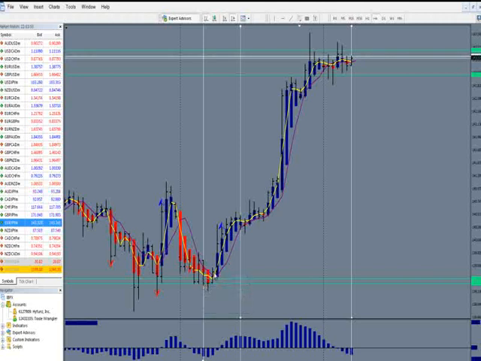But find that noisy spot. A 30-minute is not a noisy time frame for me. Anything less than that. 15 is really not even that noisy. It's the 5 and the 1 that really get noisy.